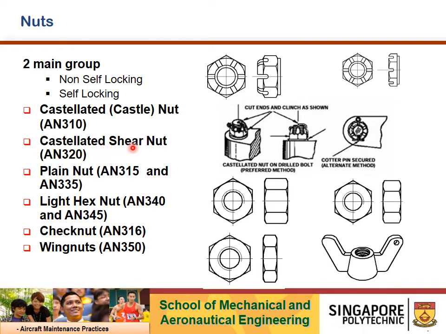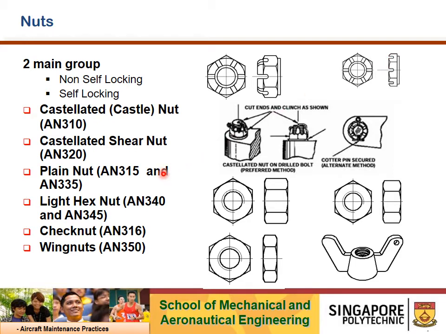AN320 castellated shear nut is used with fasteners subjected to shear stress only, as shown here in the picture. The difference between AN310 and AN320 is the thickness of the nut. AN310 has a thicker thickness compared to AN320.